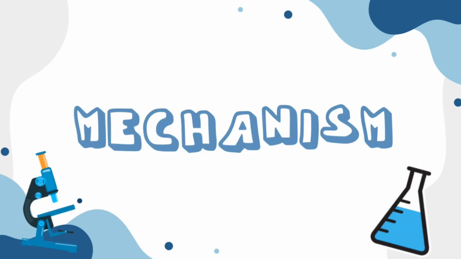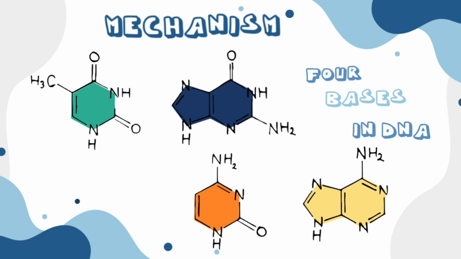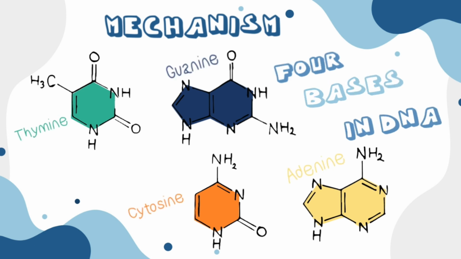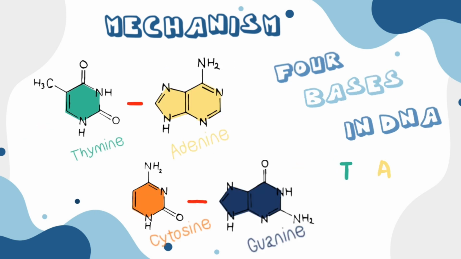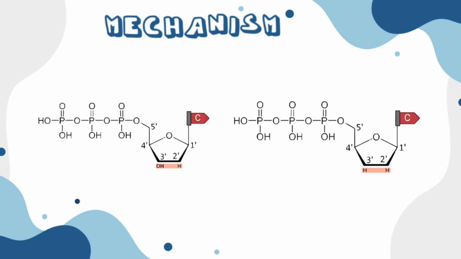First, we will introduce the mechanism of Sanger sequencing. We know that the four bases in DNA are adenine, cytosine, guanine, and thymine. These bases form specific pairings: A with T and G with C.